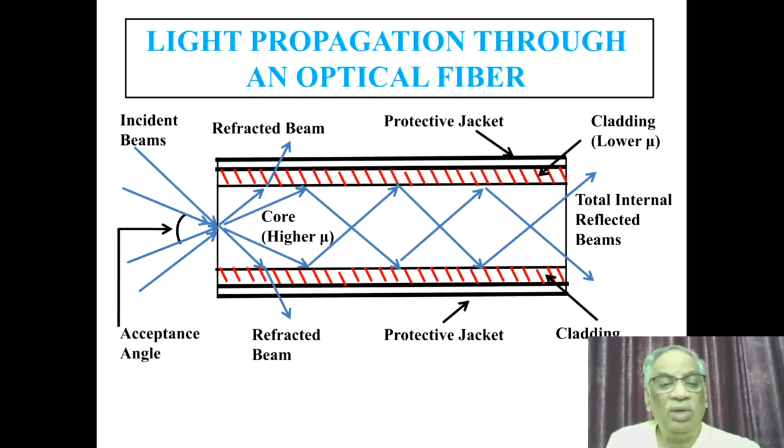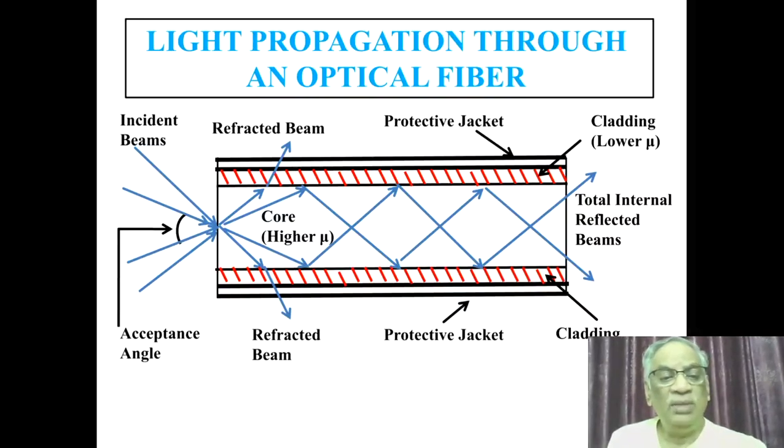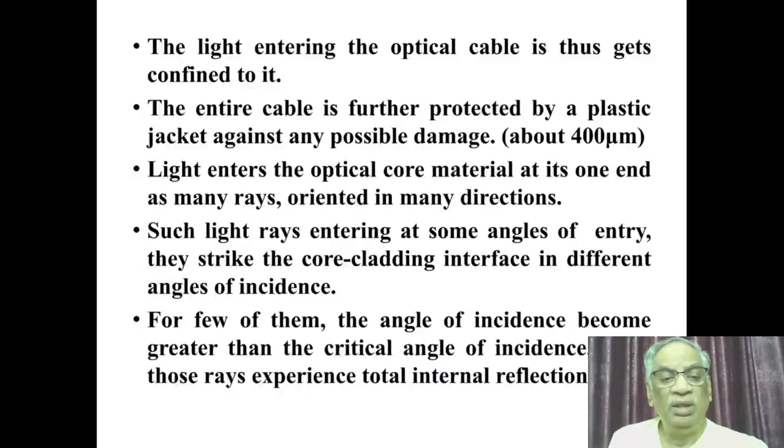And both the core and cladding are protected by another plastic jacket to avoid any possible damages to the core glass material. Also, this enables the cable to be bent in any direction for easy use.